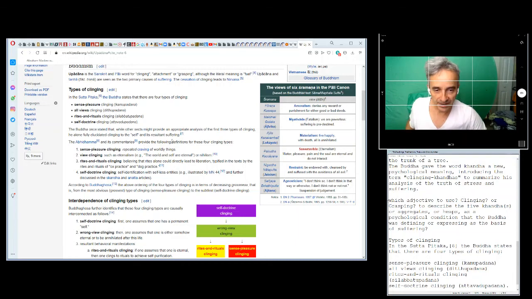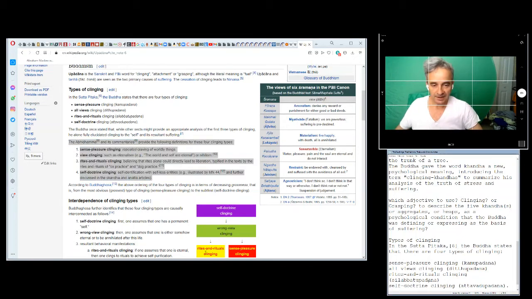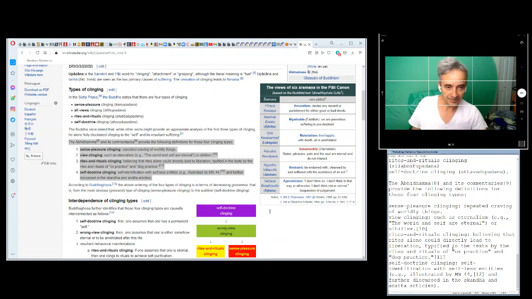So the Abhidhamma defines them. So sense pleasure clinging is repeated craving of worldly things. View clinging, such as eternalism, etc. All the isms. The world and self are eternal, or nihilism. Those are different views. Okay, that's what view clinging is about.